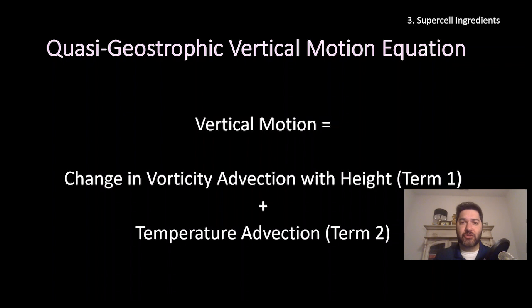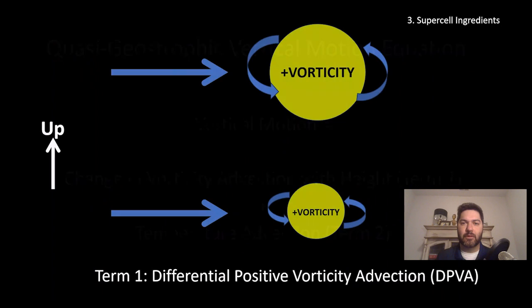So the quasi-geostrophic vertical motion equation. I won't show you all the math. It is very gory in its details, but suffice it to say, basically the equation says that the vertical motion is equal to the change in vorticity advection with height, that's term one, plus the temperature advection, and that's term two. So we'll dig into the first term here now.